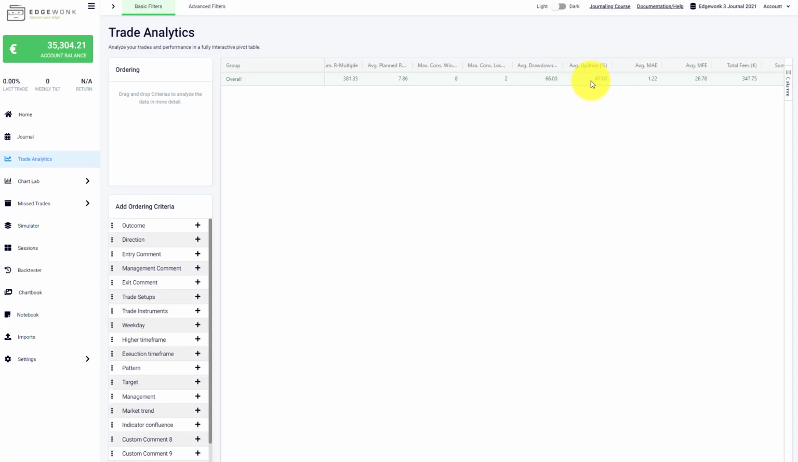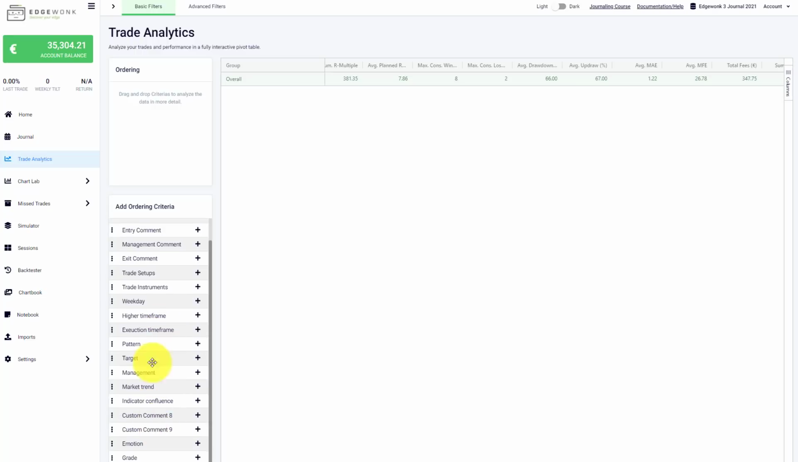On the other hand, if you see, for example, that your updraw is very low, it means that your target is probably set a little bit too far away and the price is not able to reach your target. So you could potentially improve your win rate and have more winning trades when you use a closer target approach. And again, you can dig deeply into your trading performance using all of those different filter and ordering criteria, as I've shown you a moment ago. So updraw and drawdown are one of the most important things that you can analyze in your journal, because it helps you to improve your win rate and also your reward to risk ratio.